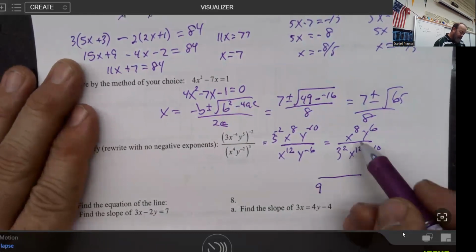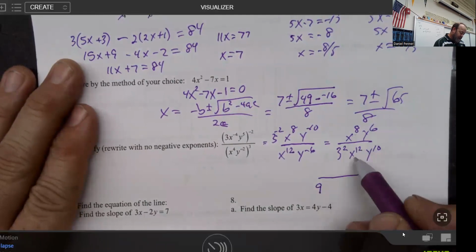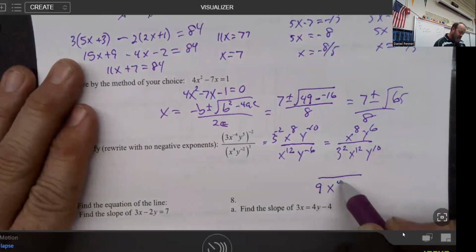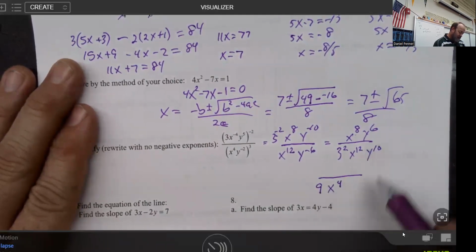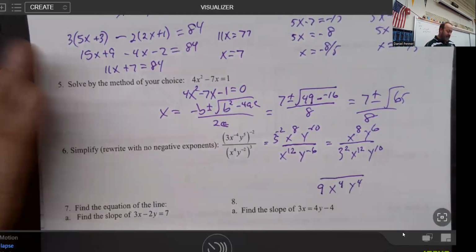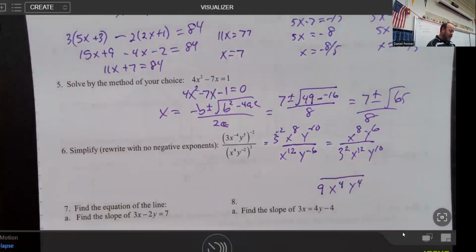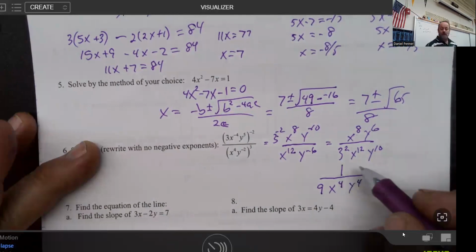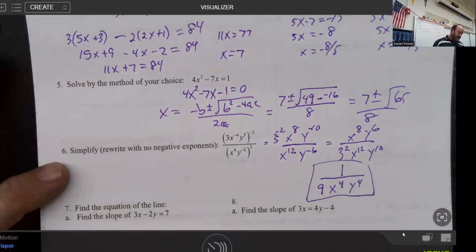If I had 8 x's on the top, but 12 on the bottom, there's 4 additional x's in the denominator, and the same thing right here. And there literally is nothing left on top, which means it's going to be a 1 over that value. So we should be looking pretty good.